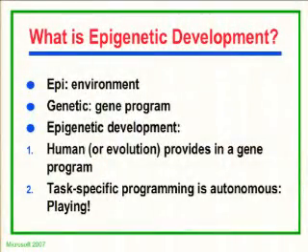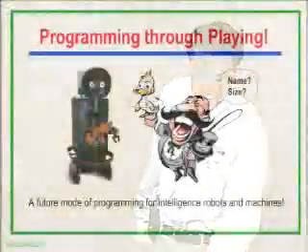So first, motivations. Now, why do we call it epigenetic? It's a term that was invented in developmental psychology. Epi means environment, external, and genetic means from the gene. So in this sense, it's both the interaction of the genetic material and the environment that make development take place. So there are 2 types of things. One is the human or evolution that provides the gene program. Then second is the task-specific programming, which is autonomous, while you play with the robots. So that's a new way of doing programming.